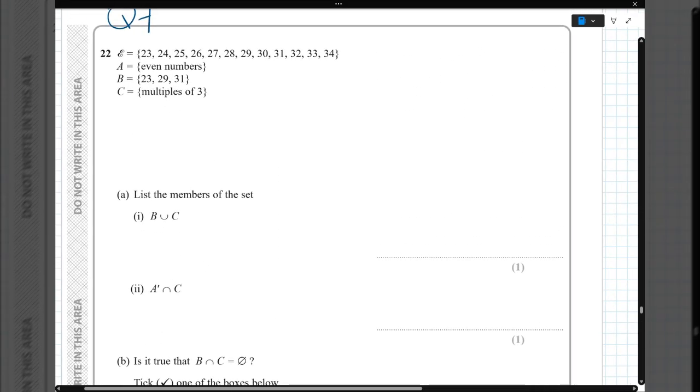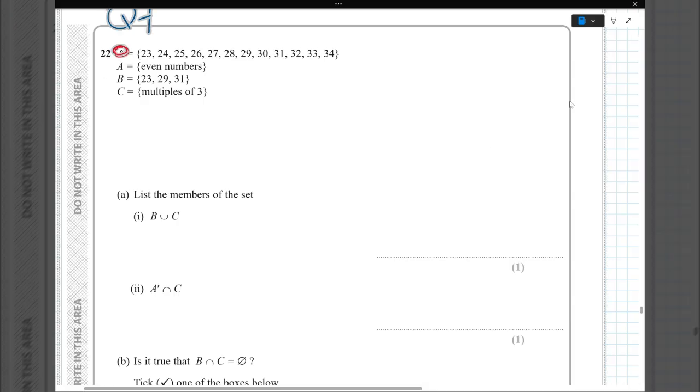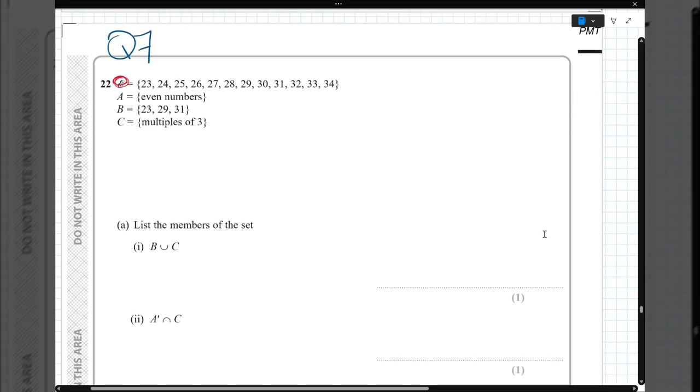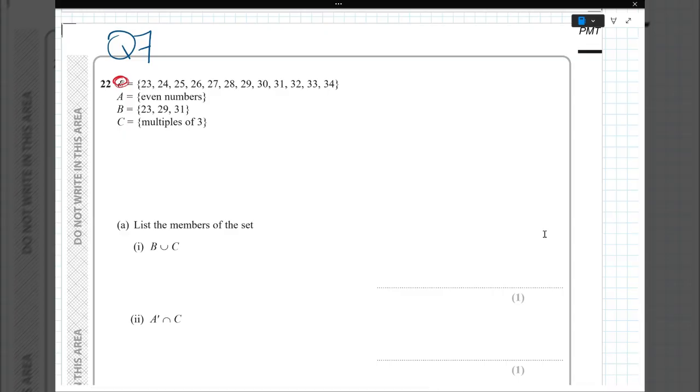So this says the universal set. This means we're only looking at the numbers that are here. We're not considering any other numbers. A is even numbers, B is 23, 29, 31, and C is multiples of 3. List the numbers of the set B union C.